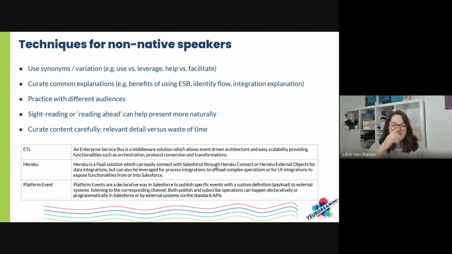Then finally, again, curate your content carefully. Make sure that you really think about what is relevant, what is a waste of time. And when in doubt, leave it out. It's always better to just add as you go, or to answer a question going into something in more detail later, than losing half of your audience by having too much detail involved.